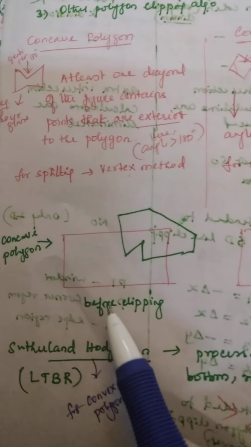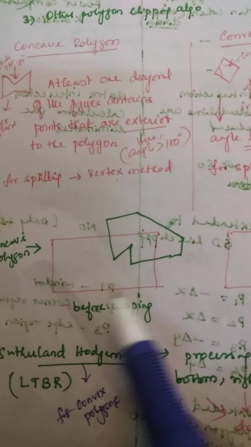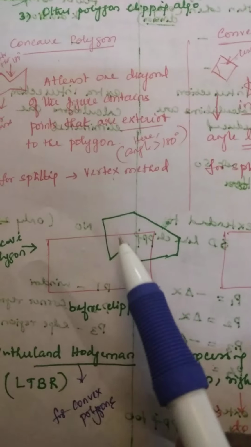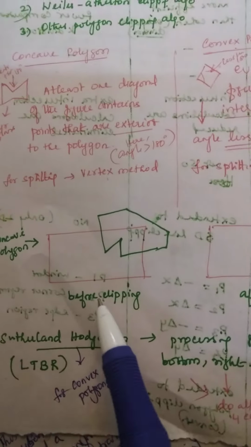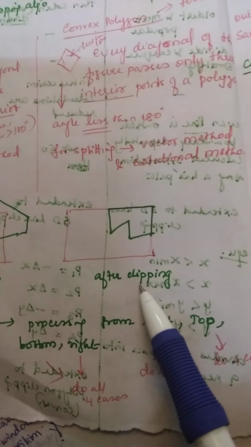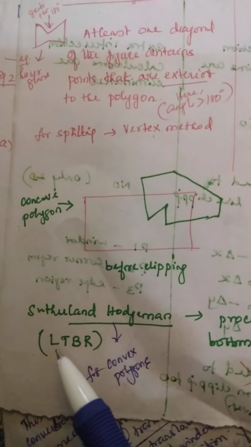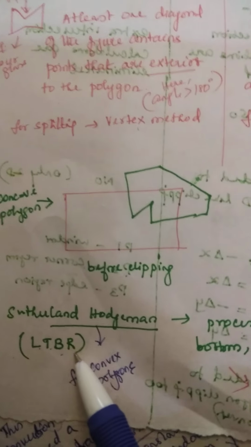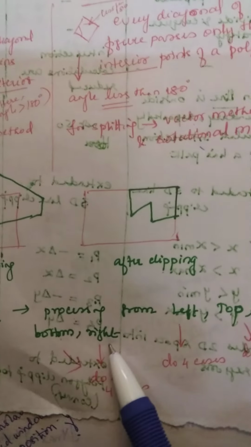Imagine this diagram. The general concept is that before clipping, this is the boundary of the window area. Whichever is inside will be accepted, whichever lies outside will be rejected. So, this is before clipping and this is after clipping. Now we will start. Sutherland-Hodgman follows this order: left, top, bottom, right clipping. The processing starts from left, then top, then bottom, finally right.